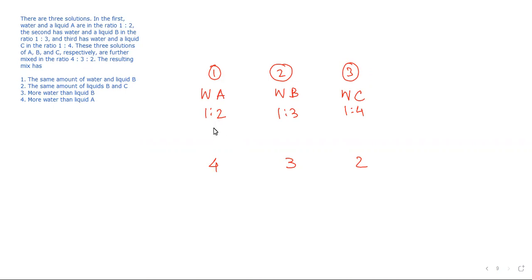We need 4, so multiply with 4 here. So we have basically got 4 and 8. Multiply with 3. Now, since it is 4:3:2, we have to multiply everything with 3. So this becomes 12, 9, and 6. 4 and 8 is 12. That's one part done. Okay, next part.